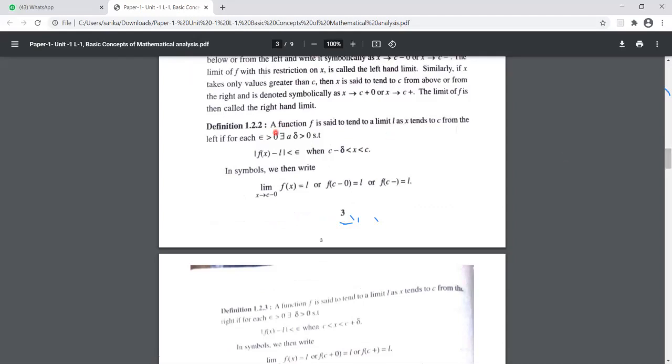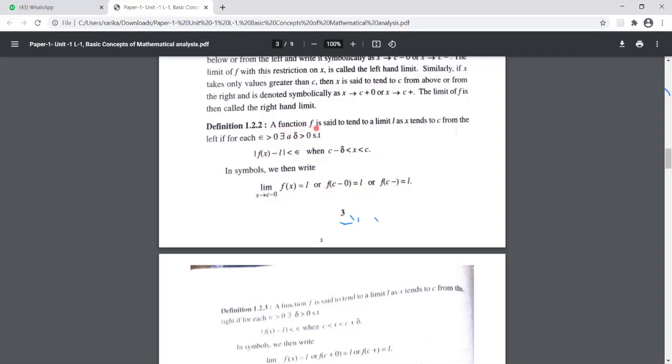Next, definition 1.2.2 says a function f is said to tend to a limit L as x tends to c from the left if for each epsilon greater than 0 there exists a delta greater than 0 such that mod of f(x) minus L is less than epsilon, where x lies between c minus delta and c. Symbolically, we write it as limit x tends to c minus 0, f(x) is equal to L, or f(c minus 0) is equal to L, or f(c minus) is L.